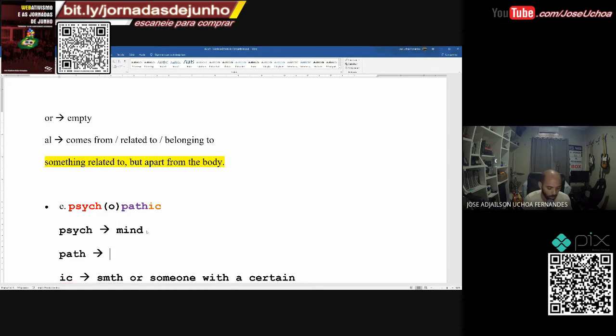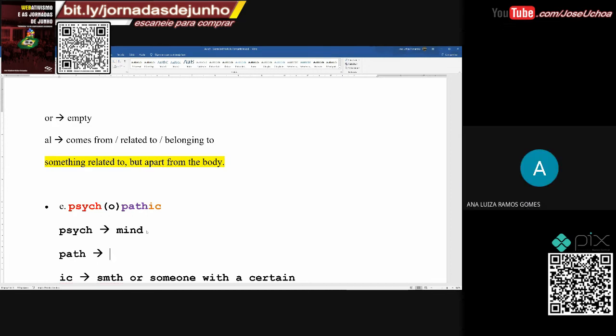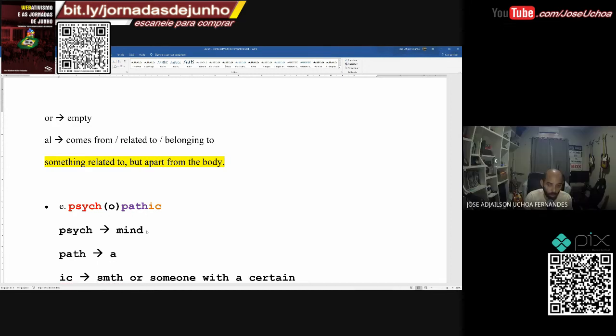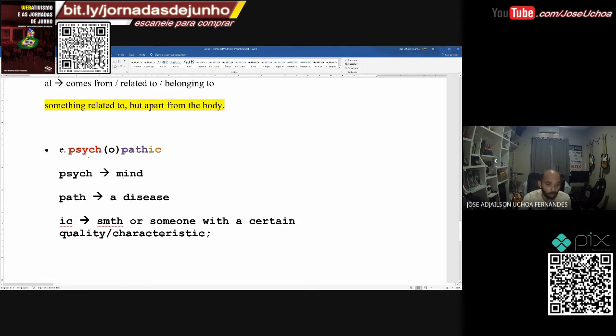Se tivesse que traduzir pathology no popular. Homeopatia, de onde que vem esse patia? De pathos, que é doença. Como se isso fosse doença. A disease, a disorder, a physical disorder, or a health disorder, disease, isn't it? So let's try to give a meaning for psychopathic.